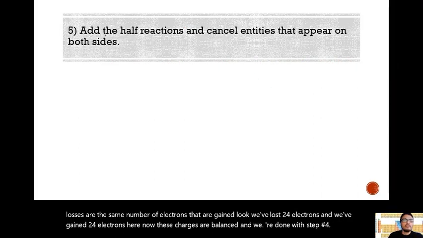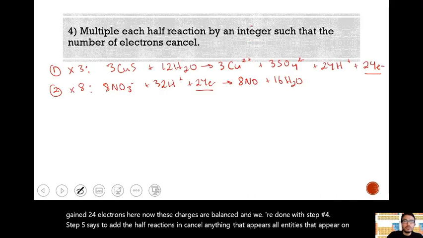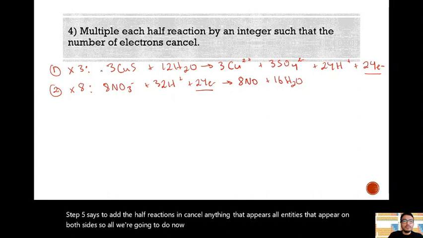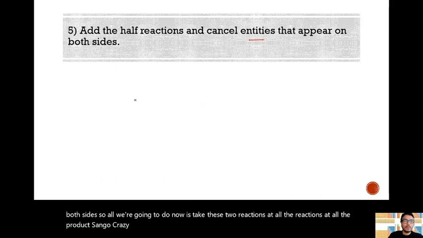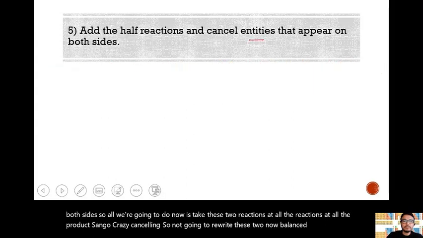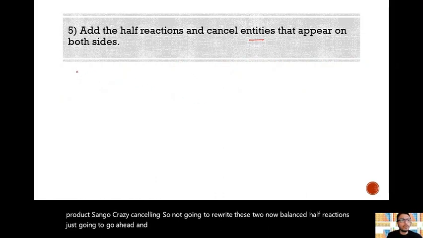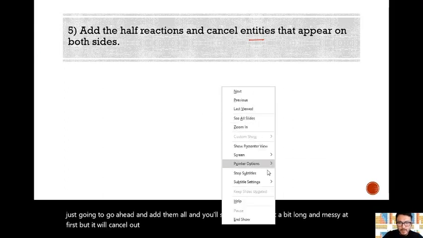Step number 5 says to add the half reactions and cancel anything that appears, all entities that appear on both sides. So all we're going to do now is take these two reactions, add all the reactants, add all the products, and go crazy canceling. So I'm not going to rewrite these two now balanced half reactions. I'm just going to go ahead and add them all, and you'll see it'll look a bit long and messy at first, but it'll cancel out. I'm going to change my pen color as well.